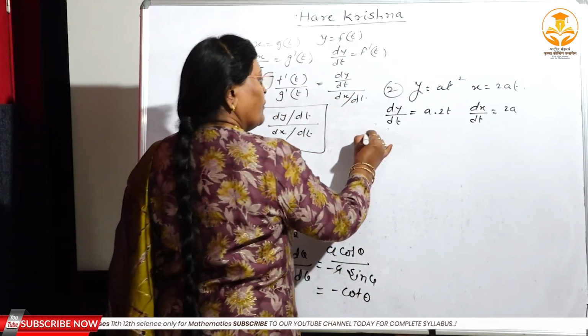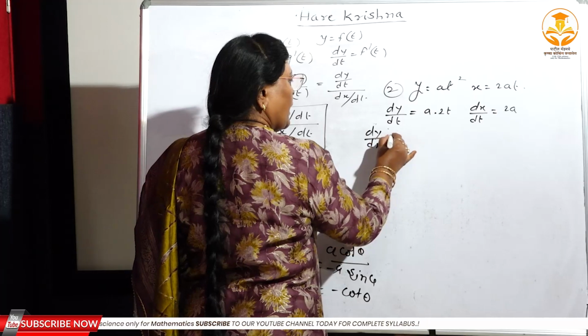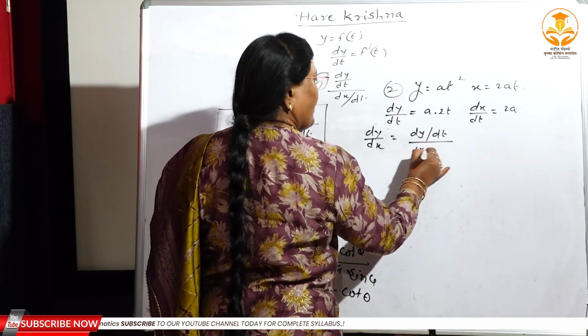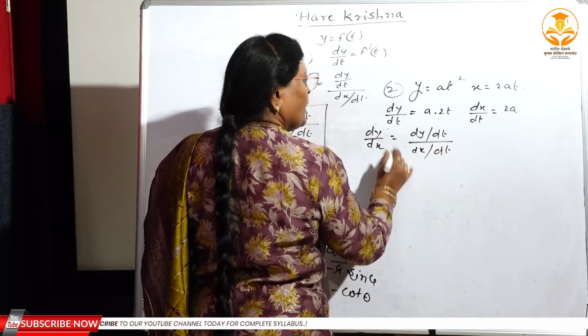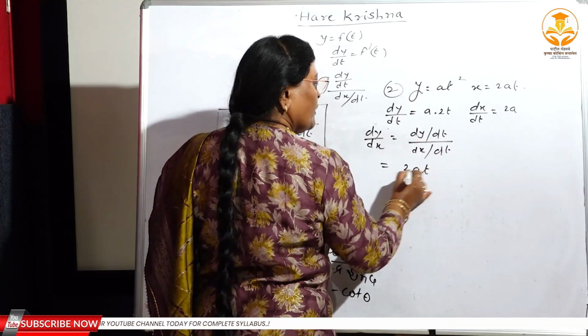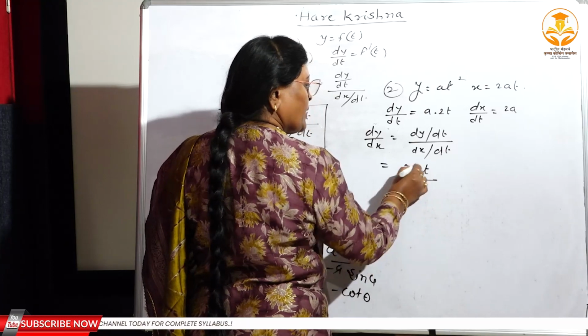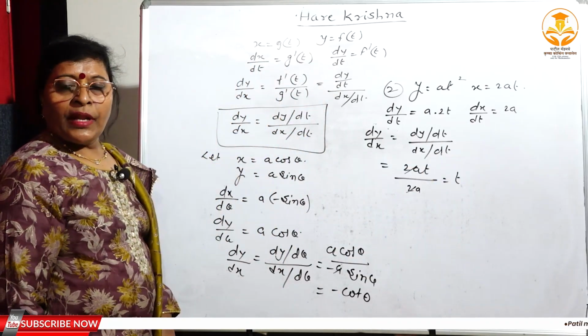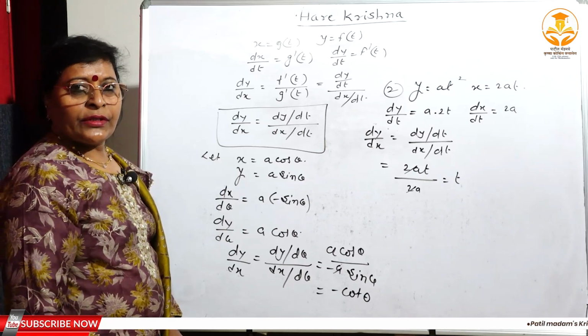What do you want here? We want dy by dx. Therefore, dy by dt divided by dx by dt. Right? dy by dt is twice a t, and dx by dt is twice a. They get cancelled, and you have got the result, that is equal to t. This is about the parametric function, isn't it?